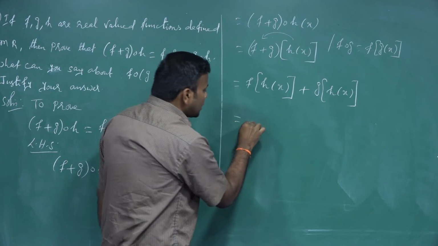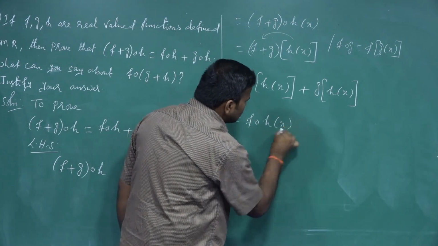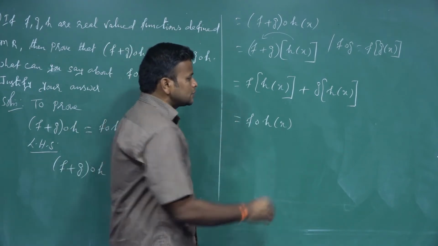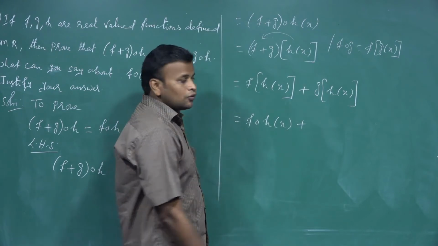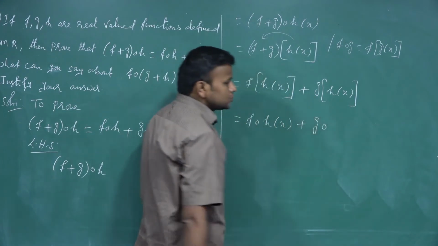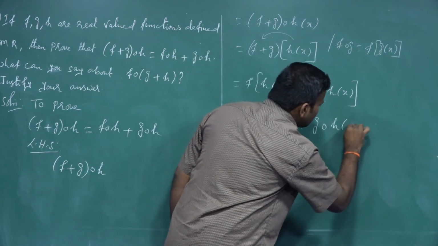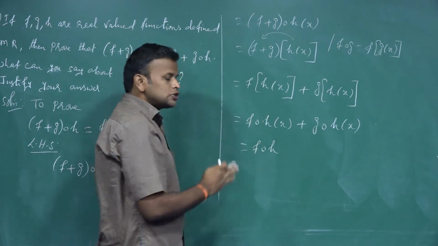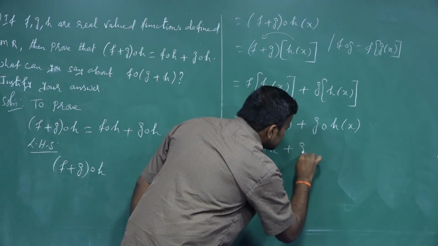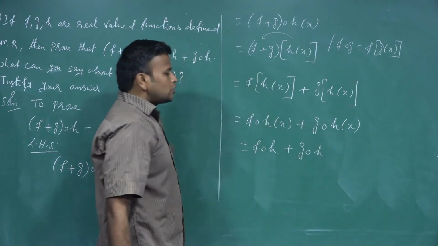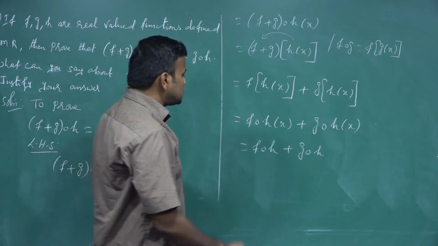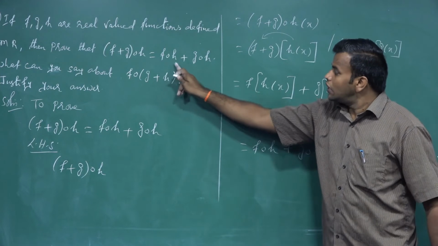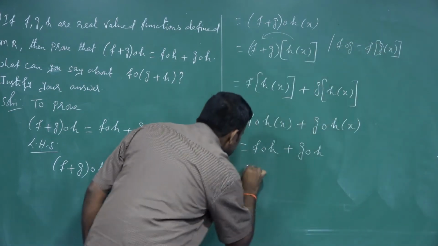Next, I write this one as (f ∘ h)(x) also. I remove this bracket using the dot product. f ∘ h of x plus, how to write this one? What is the function that occurs first? g ∘ h, we remove the bracket symbol, of x. So it is (f ∘ h)(x) plus (g ∘ h)(x). Now we see it is exactly the RHS, f ∘ h plus g ∘ h. So it is the RHS.